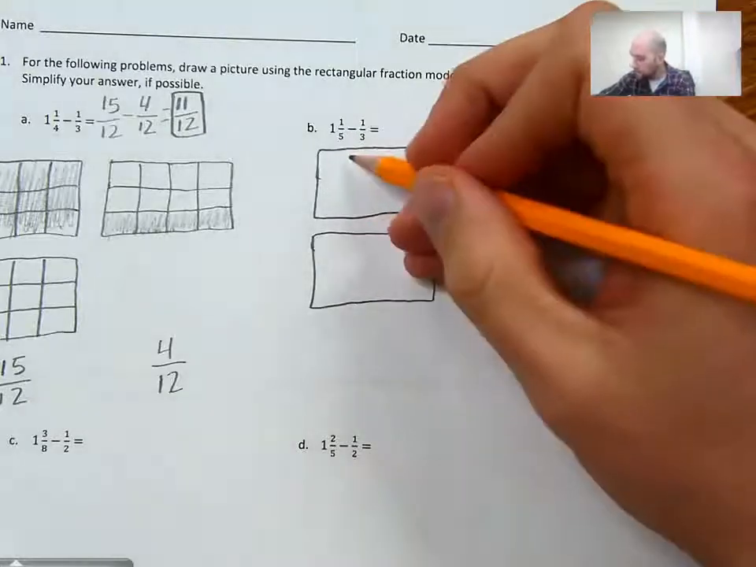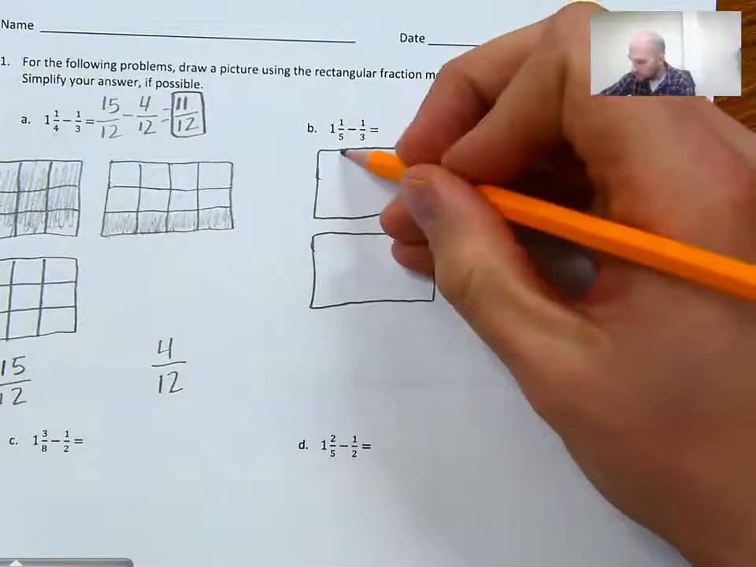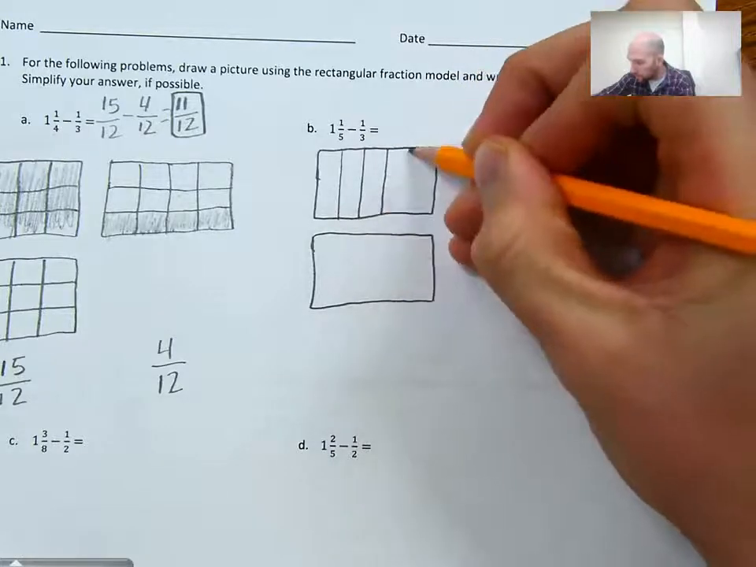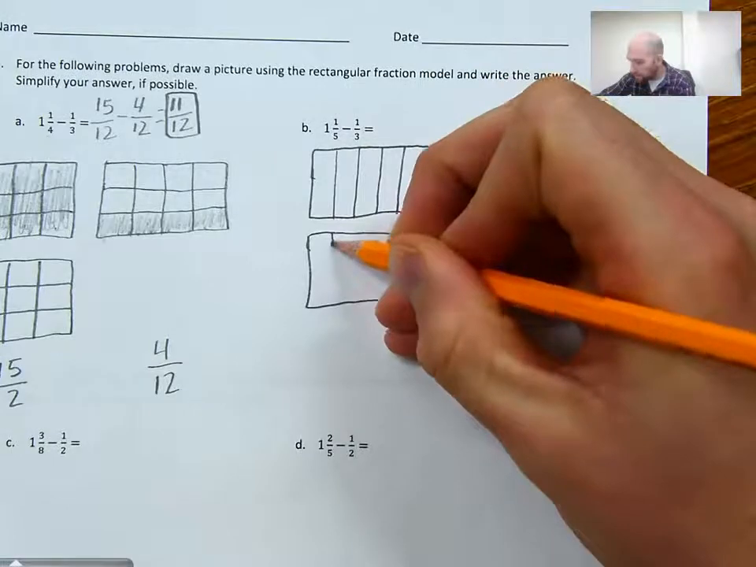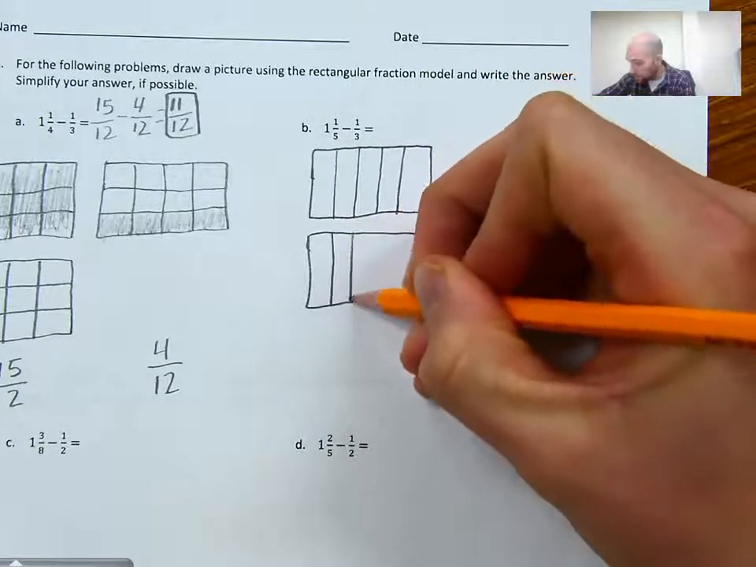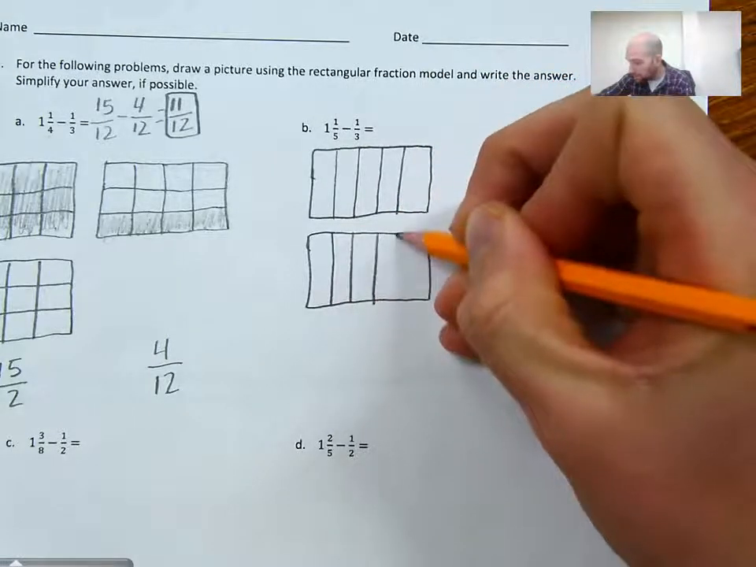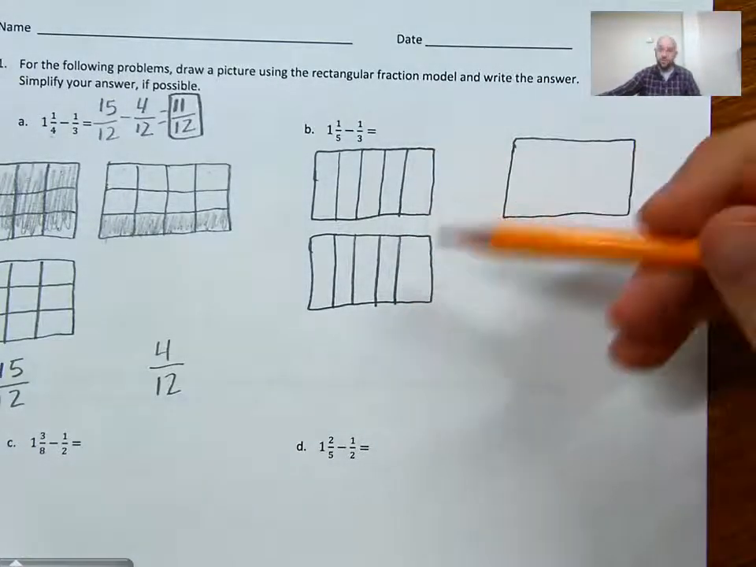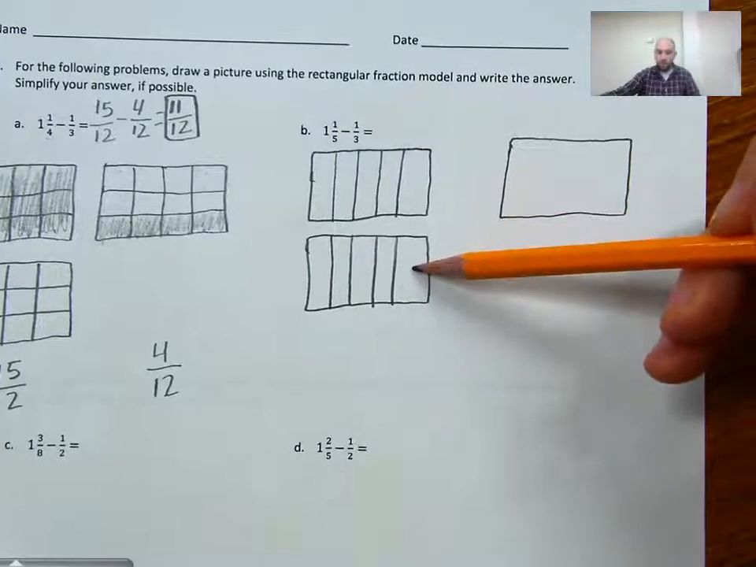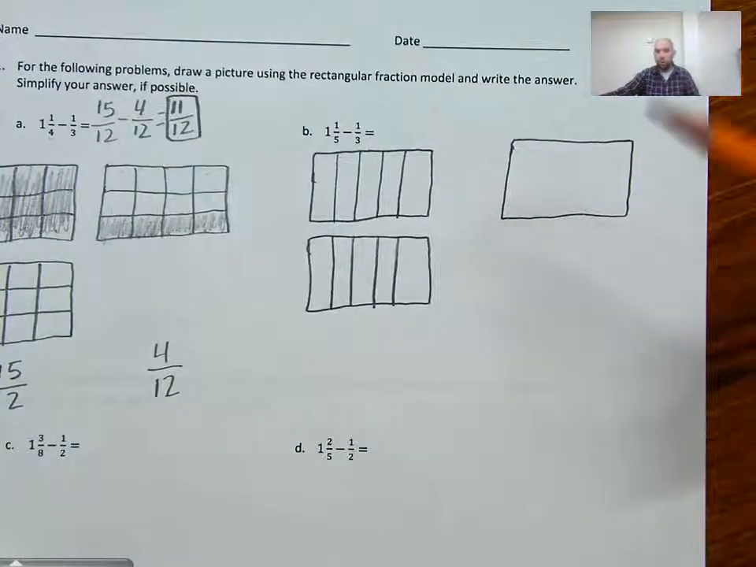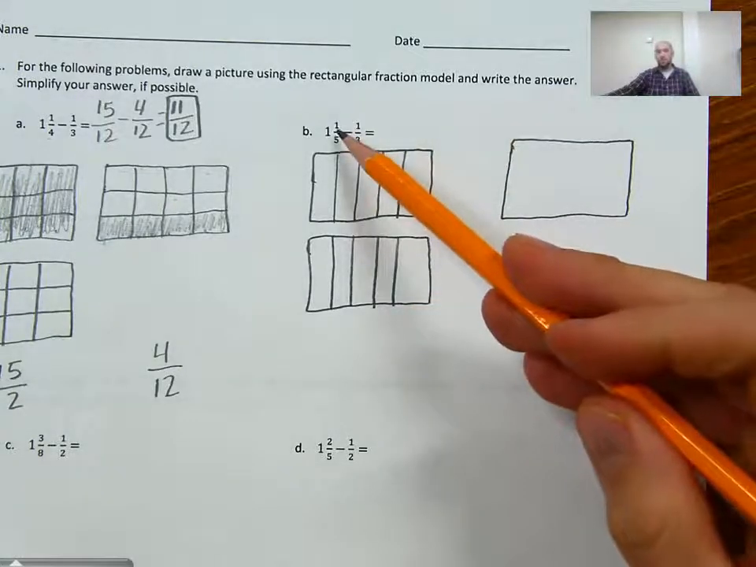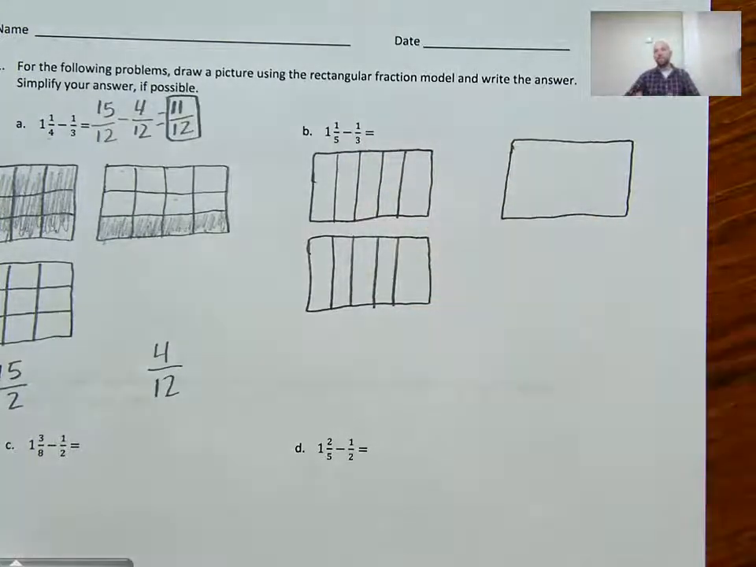Here I need to split this into fifths. So I'm going to make 4 lines. 1, 2, 3, 4. I need to do the same with this rectangle. 2, 3, 4. Now both of these rectangles are split into fifths. I have 5/5 and 5/5. If I shaded those all in, I would have 2 whole rectangles. I'm not going to use 2 whole rectangles because this number is smaller than 2, but I can express that in 2 rectangles. I don't need a third rectangle.